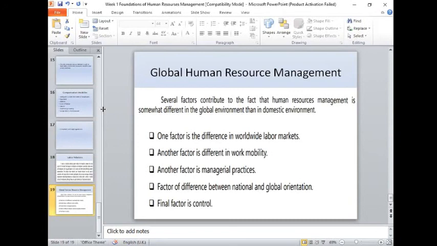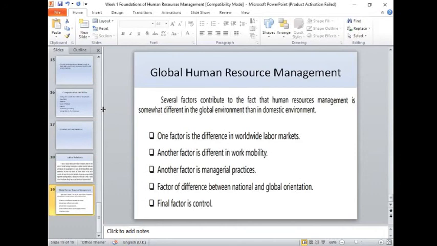Another factor is the managerial practices. Of course, that's a difference between the global and the domestic, because people have many practices towards leadership, towards handling people and working relationships. Also, there is the difference between the national and global orientation. Yes, that's why we have to identify those orientations, so we know how to adjust.